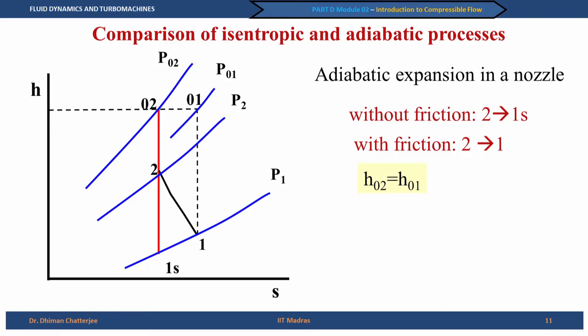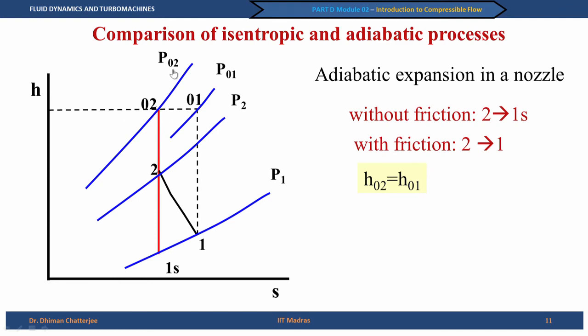But if we consider now two cases, isentropic and adiabatic, that is without friction and with friction, but both without any heat transfer, then we can say that without friction, in the idealized case, the expansion should have taken place from 2 to 1s. However, due to friction, due to irreversibilities, then we get it from 2 to 1. And from the first law we have said that h02 equals h01. If there is an ideal gas, then we can say for the perfect gas T02 equals T01, and this is shown here in the horizontal line.